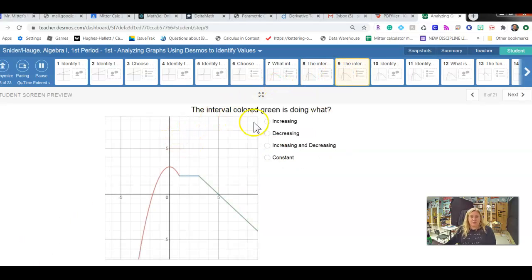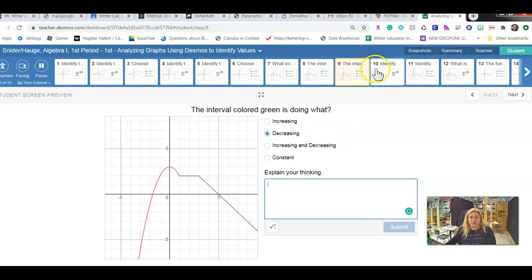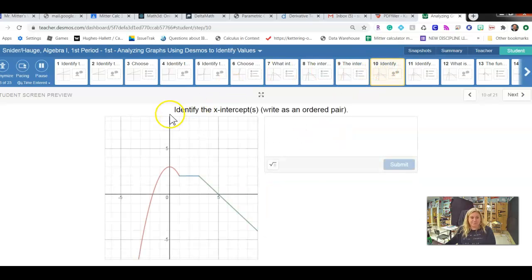Number 9, the interval colored green is doing what? Right here, from left to right. We're looking from the left to the right. So the most left part of the green, it is going down. It's decreasing.